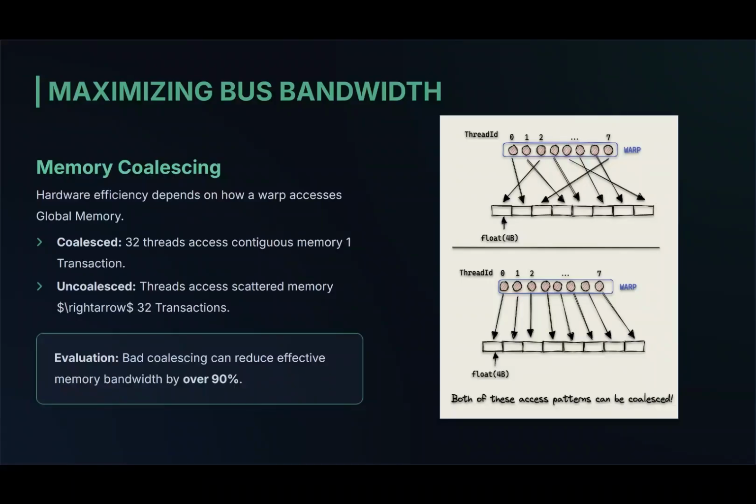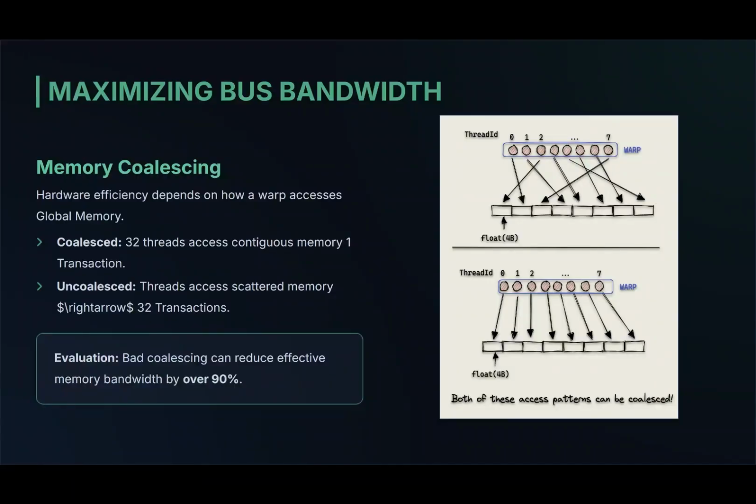Now look at the bottom warp. Same 32 threads, but each one accesses an address right next to its neighbor. The hardware combines all 32 requests into a single transaction. That's coalescing, and that's maximum bandwidth. The difference is massive. Bad coalescing can slash your effective memory bandwidth by over 90%.